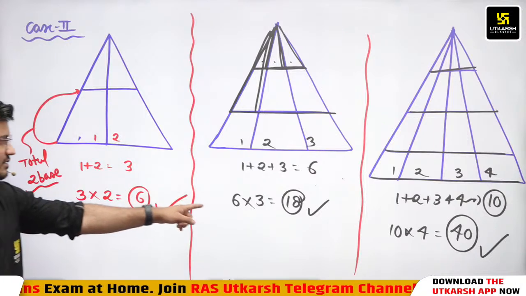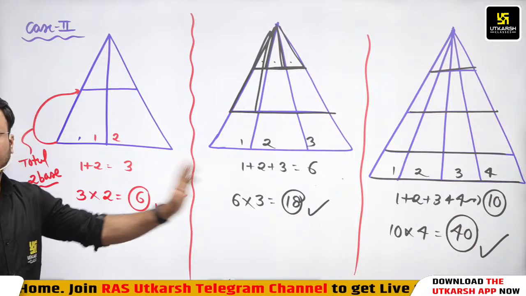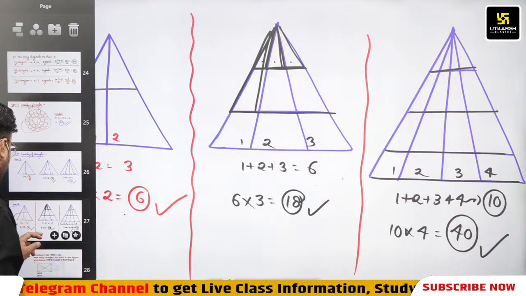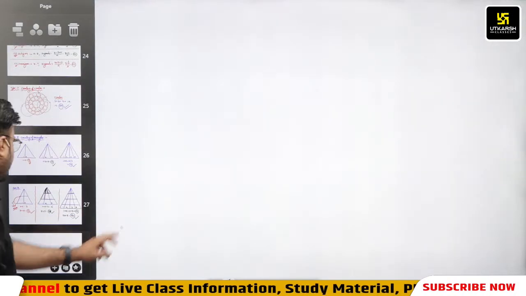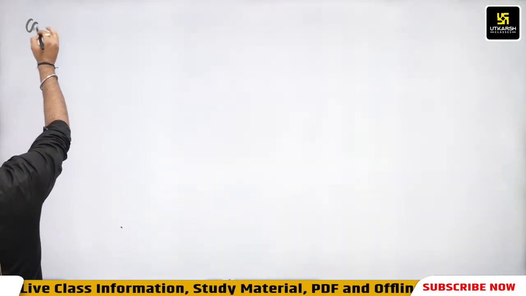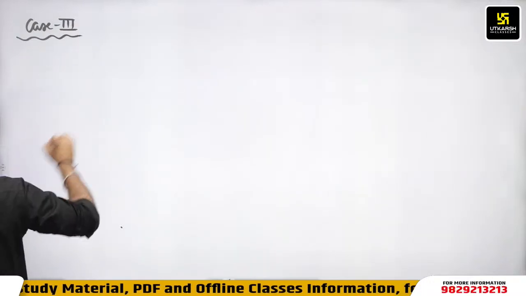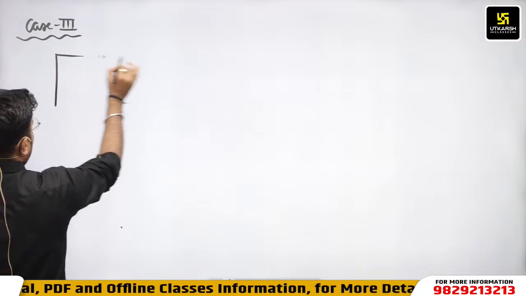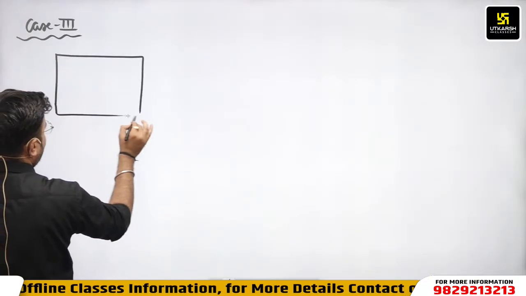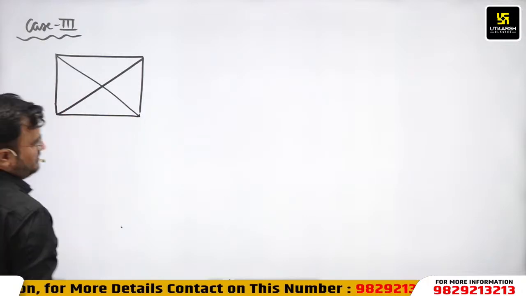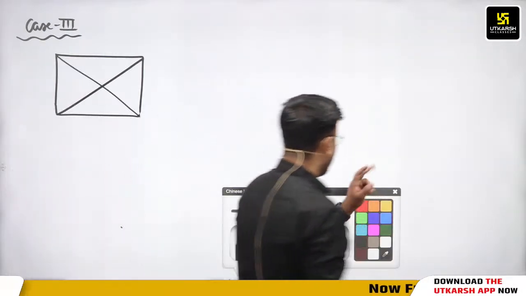In the second figure 18 triangles, in the third figure total 40 triangles are there. So now you are able to understand this case also. Now we are discussing the third case in the same counting of triangles. If we draw such kind of figure, how many triangles are there in this figure?